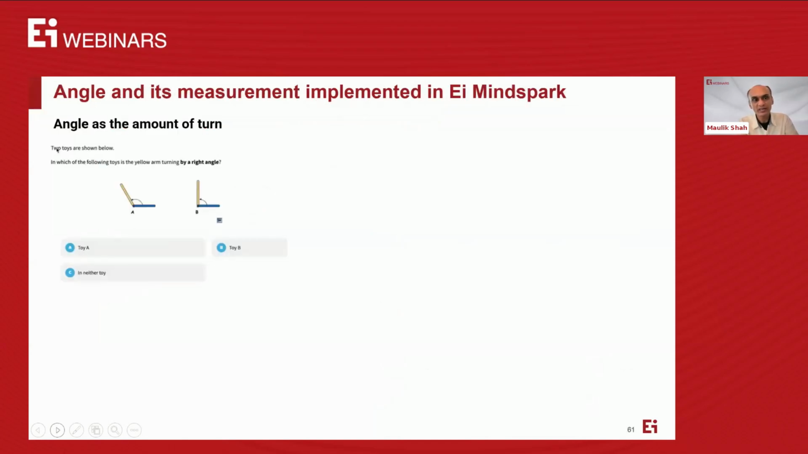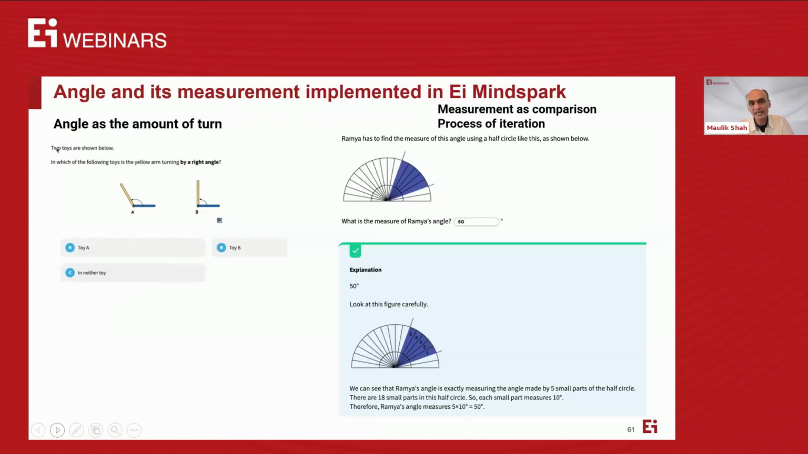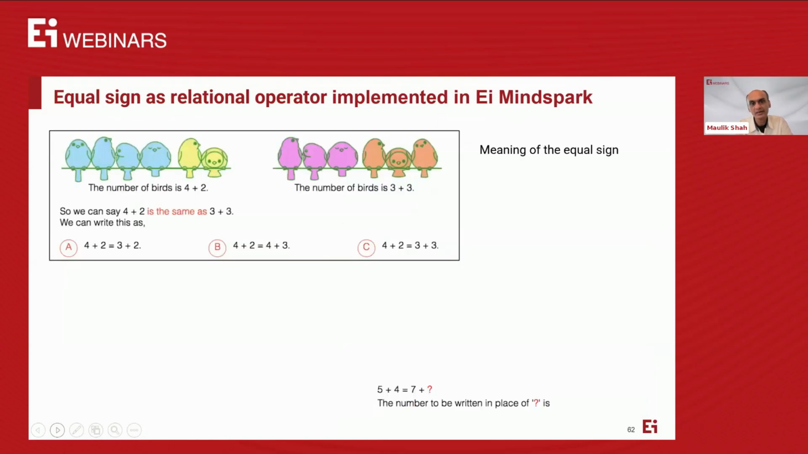Now, this is what is called proactive teaching. We teach angle as amount of turn and reiterate that idea throughout the module that we have in EI Mindspark. In case of protractor, which is angle measurement, you don't jump to measuring using protractor directly. We strengthen the idea that the angle in blue portion is 5 times the unit angle, which is of 10-degree measure over here. So the idea is iteration is reiterated.